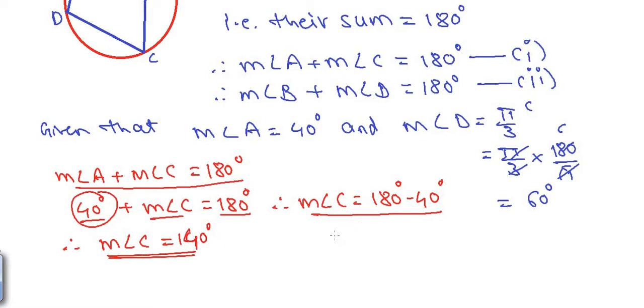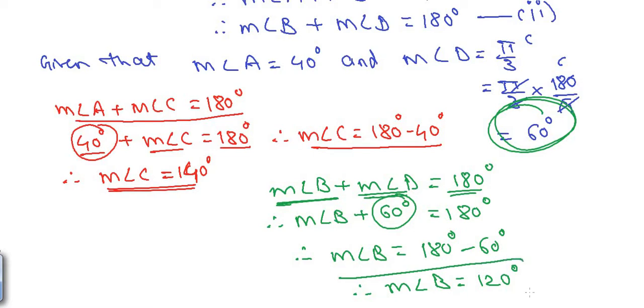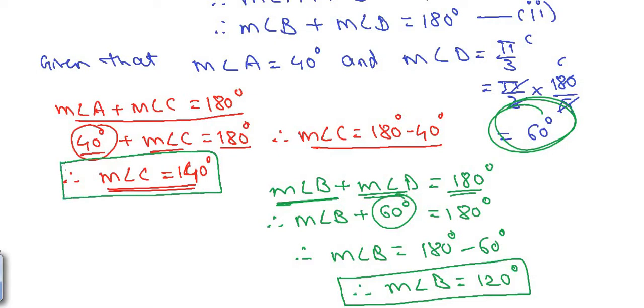Now let us find the remaining angle. From equation number 2 we get measure of angle B plus measure of angle D equal to 180 degree, but measure of angle D we have calculated that to be 60 degree. Substitute over here, shift it to right hand side, so 180 degree minus 60 degree is equal to 120 degree. This is measure of angle B. So we have calculated the remaining angles as measure of angle C equal to 140 degree and measure of angle B equal to 120 degree.